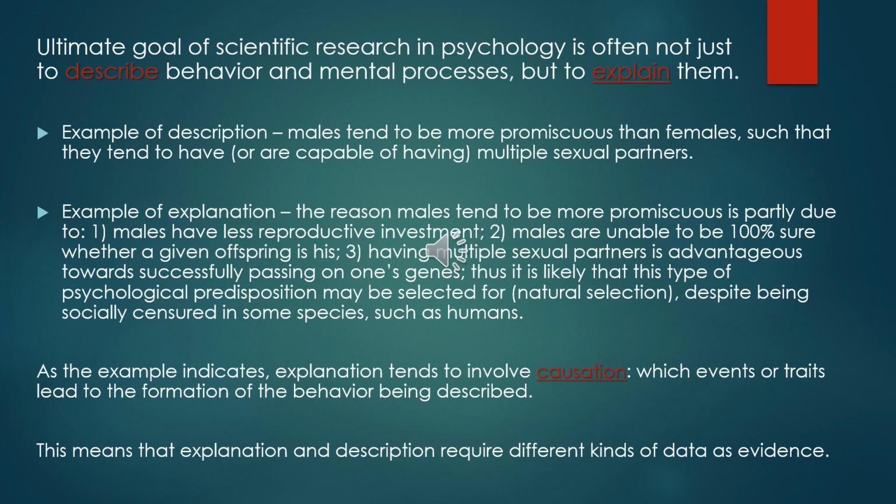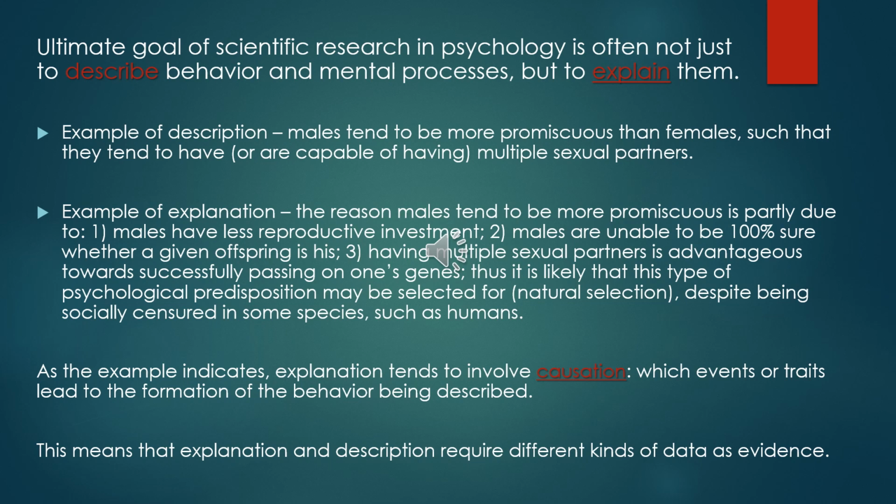Philosophers and psychologists do not have a clear consensus on what makes explanation different from description. But overall, people seem to somewhat agree that explanation involves some sort of mention of causation. So you can see these two examples in the slide. An example of description is males tend to be more promiscuous than females. It just describes how males' behavior is different from females' behavior.